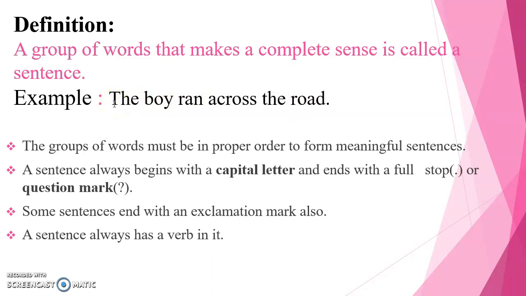First, we will see it is starting with a capital and ending with a full stop. And it's also having a verb. It means it also has a sense, a complete meaning. It's giving a meaningful sense. So we can say this is a sentence. Again, we will repeat: a group of words that makes a complete sense is called a sentence.